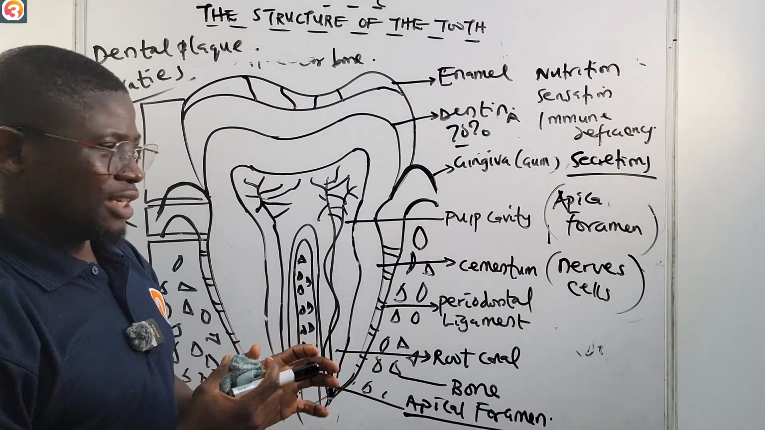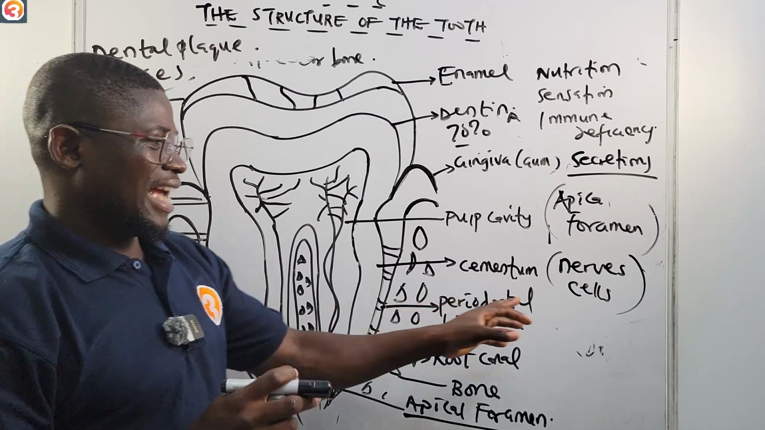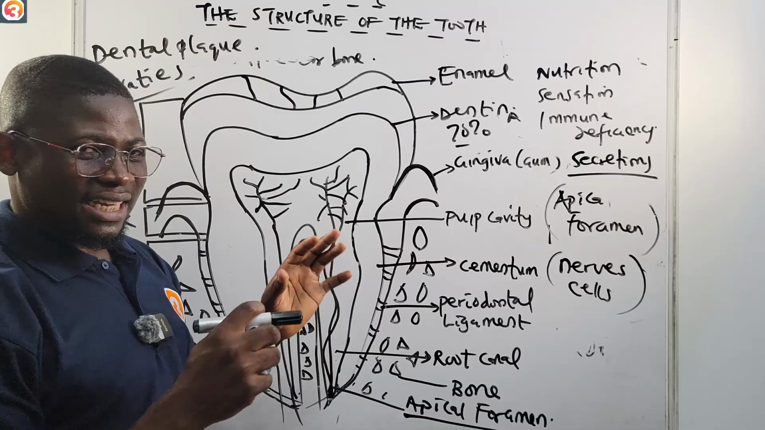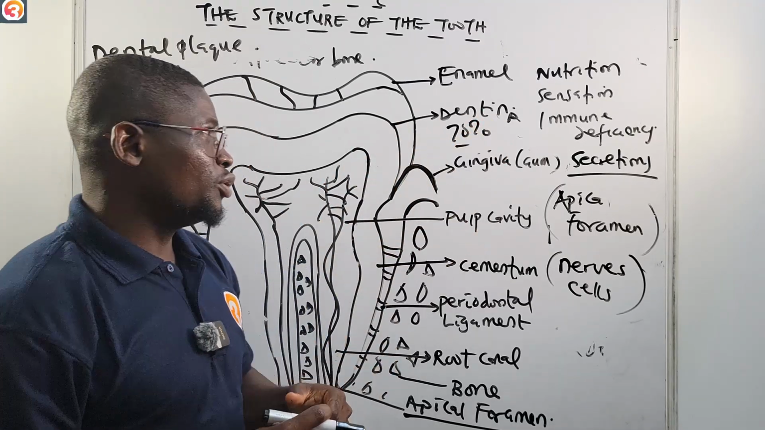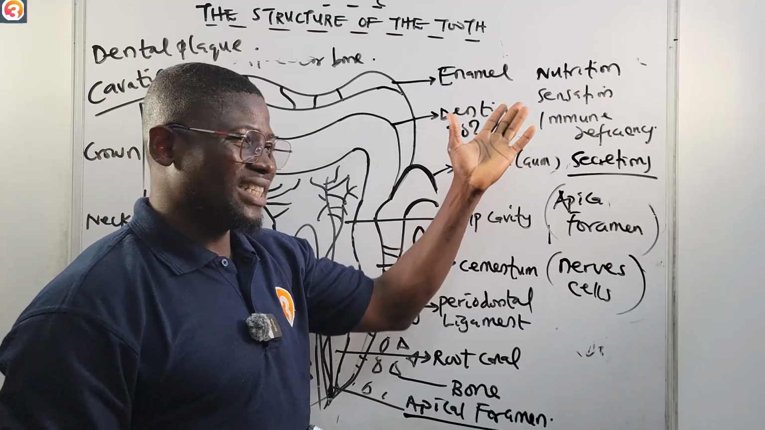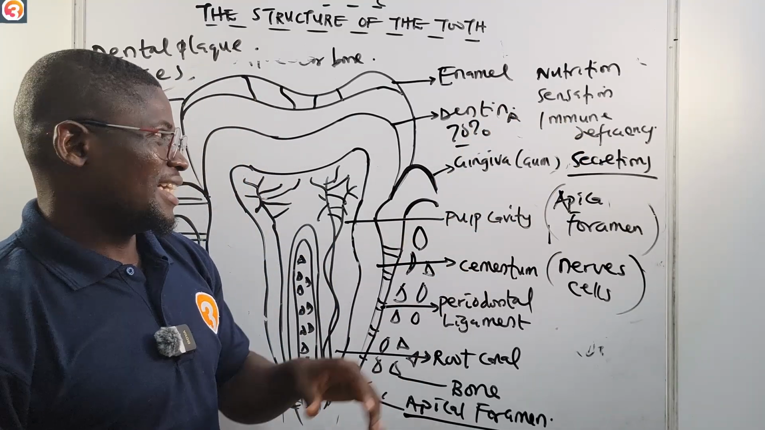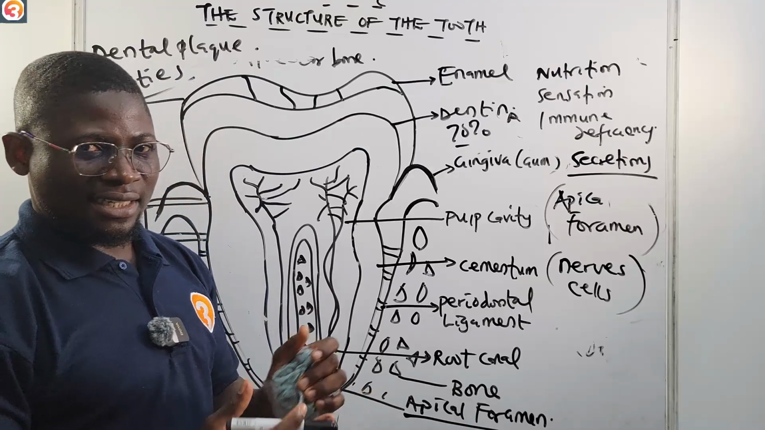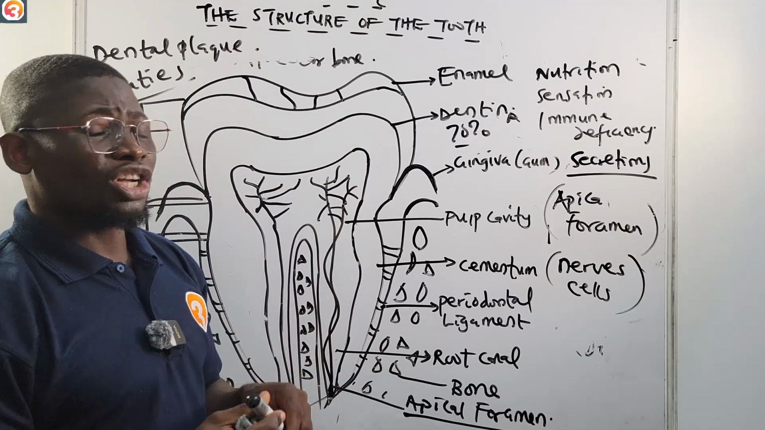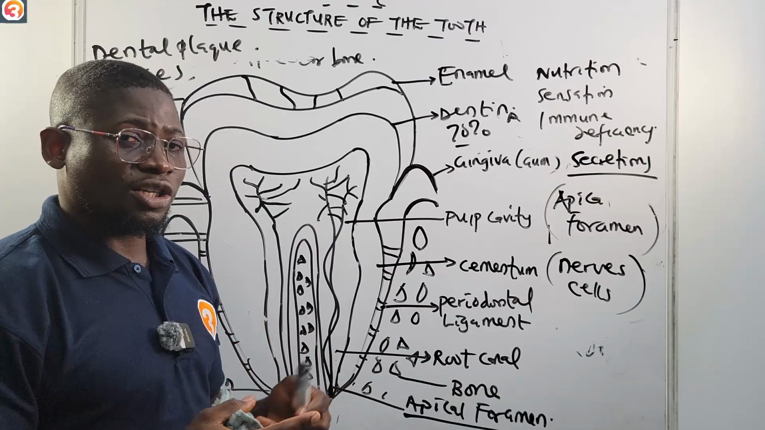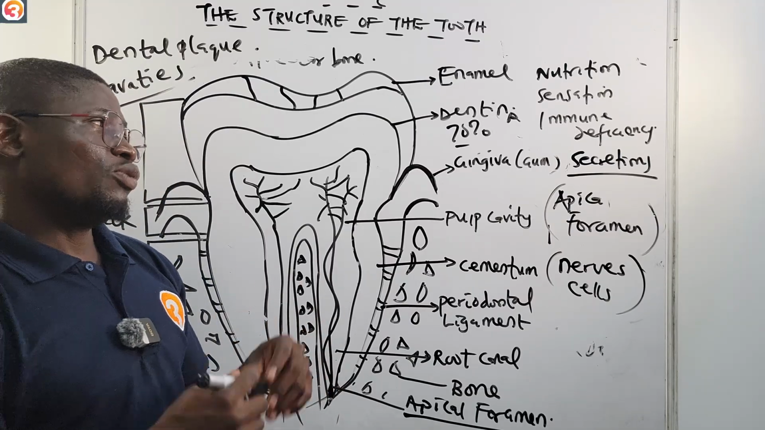So the pulp tissue consists of odontoblast, nerves and cells, and it is these nerves and cells that provide the tooth with nutrition, sensation, immunity, as well as secretions that maintain the dentin. In the previous episode, we talked about dentition, the 4 types of teeth: the incisors, the canines, the premolars, and molars. So we'll not talk about it in this class again because we're already done with that.